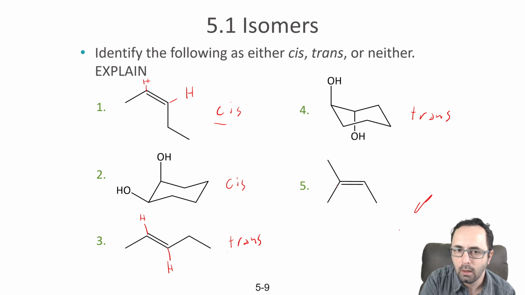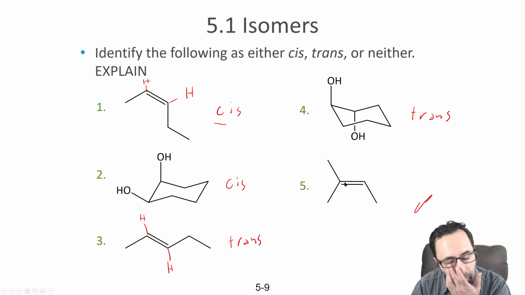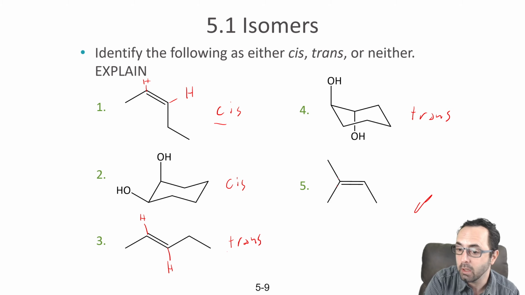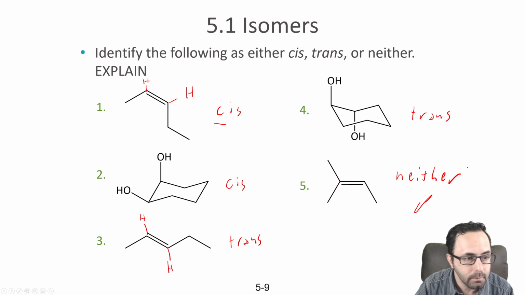And then here, this one has neither trans nor cis configuration. Why is that? Well, because here, if we switch these two groups, they're the same on this carbon. So one rule of thumb that you can keep in mind is that if you have a double bond like this and both groups coming off are exactly the same thing, you don't have cis-trans isomers because switching them doesn't make any difference. It's the same molecule. So this would be neither.